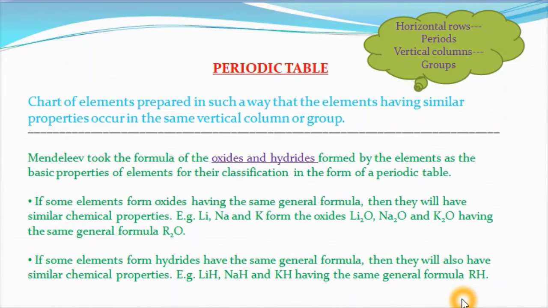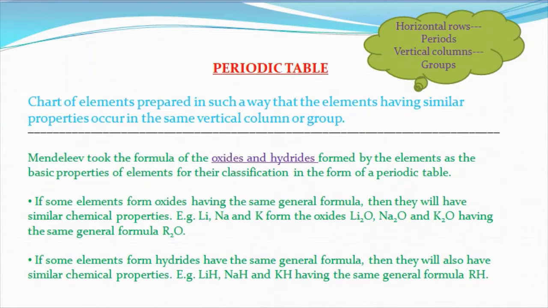So he took these formulas of oxides and hydrides formed by the elements as the basic property of his classification of elements in the periodic table. So this was the base of his periodic table.